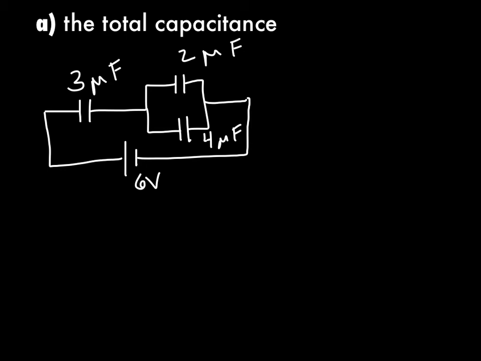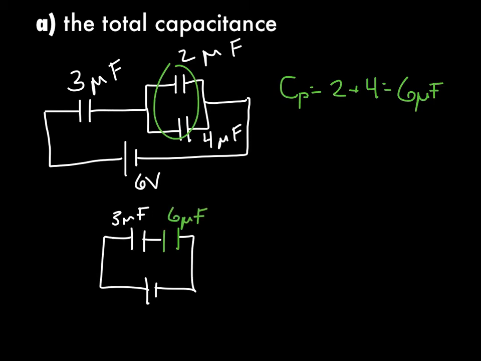To find the total capacitance, again, start out the exact same way. You notice that these two are in parallel. So you know that the C parallel is just the sum of the two together, so this would be 2 plus 4, giving you a total of 6 microfarads. So now we redraw the circuit, and as we redraw the circuit, again, this is an important step. Do not forget to redraw the circuit. It makes things easier. And now these are wired in series.